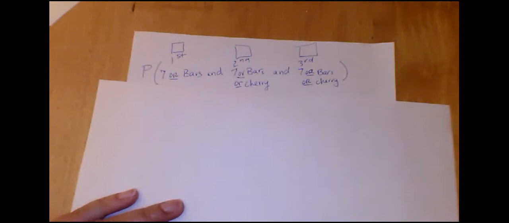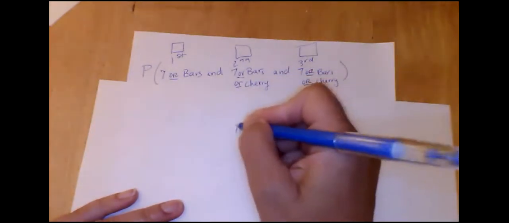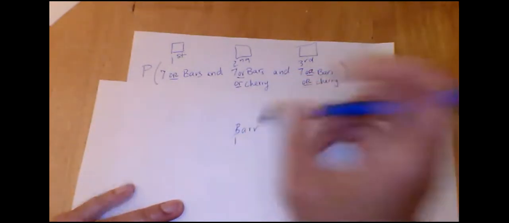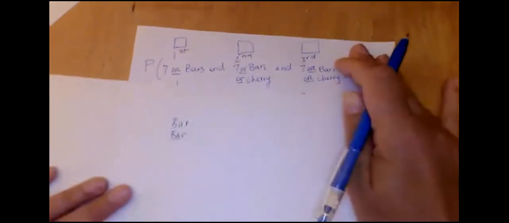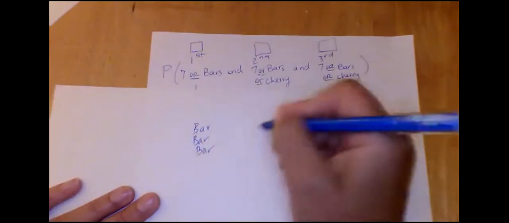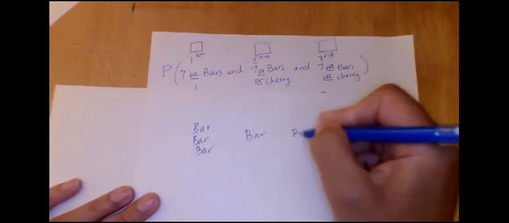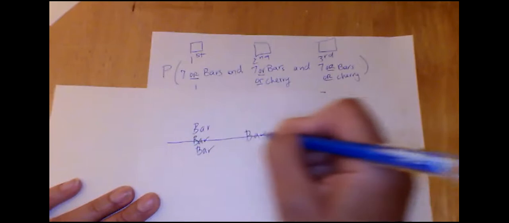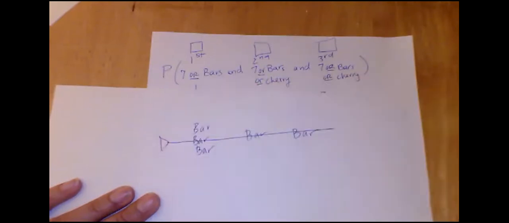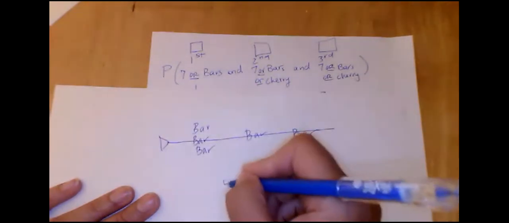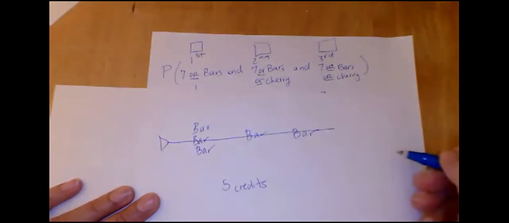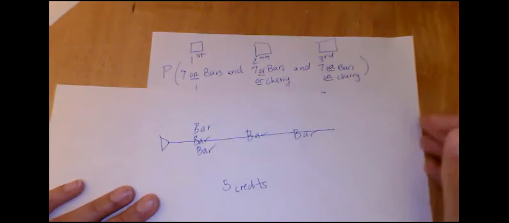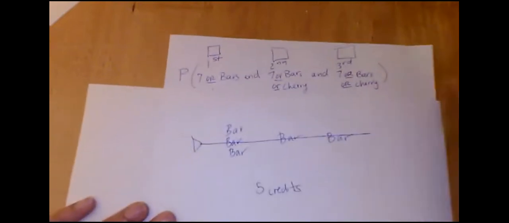So like you saw on my last spin, I had a bar on the first, a bar on the second, and a bar on the third. And here was my little win line. And so I won 5 credits. So this was one of the combinations. There are many different combinations, and I picked out one combination here.